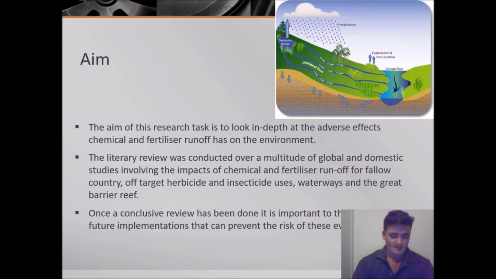So looking into the aim of the research text, it is obviously to look in depth at the adverse effects of the chemical and fertiliser runoff on the environment. The literary review was conducted over a multitude of global domestic studies involving the impacts of chemical and fertiliser runoff for fallow country, the events of off-target herbicide and insecticide uses in obviously waterways, and the Great Barrier Reef will be a heavy focal point. And then obviously once a conclusive review has been done, it's important to look into the future implementations that can prevent these risks from happening in the future. Preventative measures are obviously going to be a key factor that I'll be looking into.